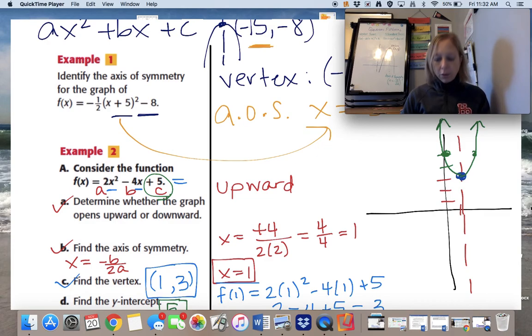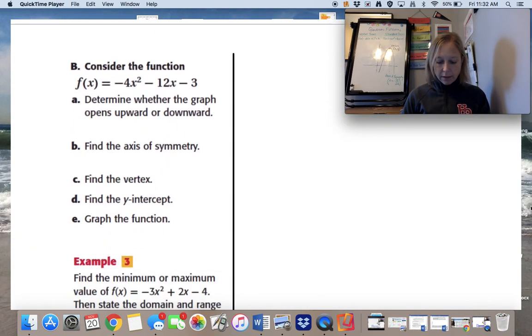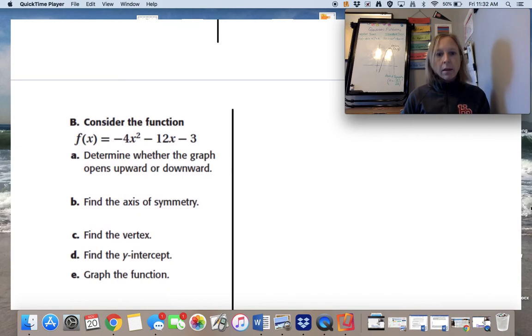All right, I'd like you to take a look at this next example, this letter B, and try this one on your own. The steps are the exact same that we just went through, and then come back and check your answer.